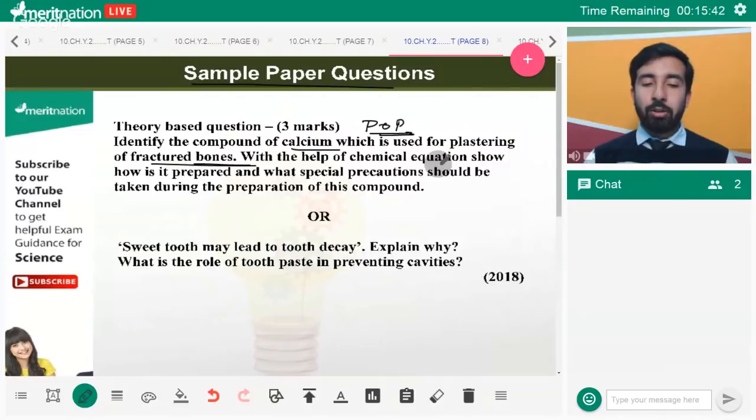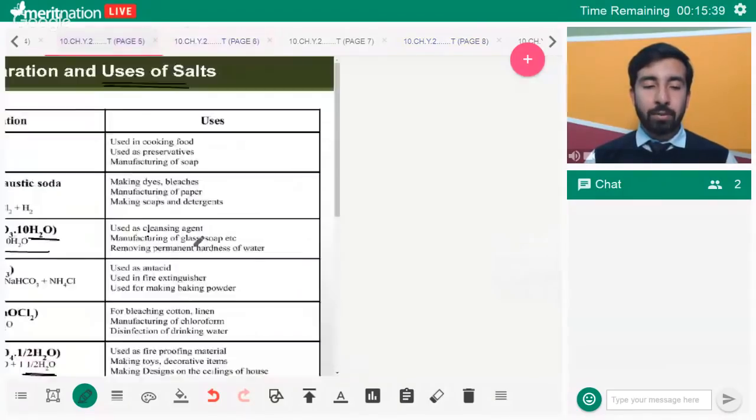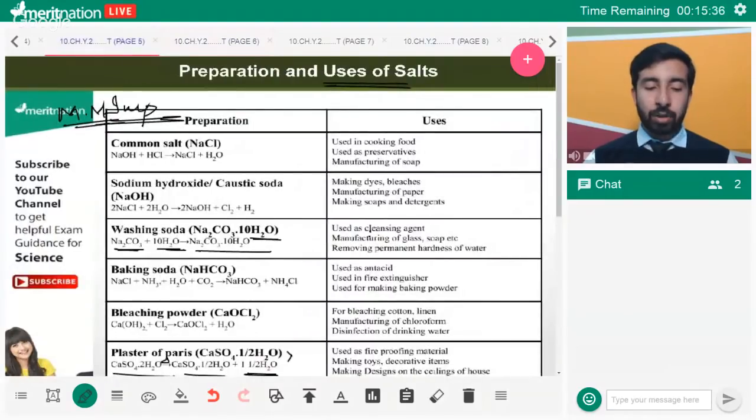You can write down the chemical reaction to show its preparation. That's already given in this table. This is the reaction for its preparation. You can write it down from here.